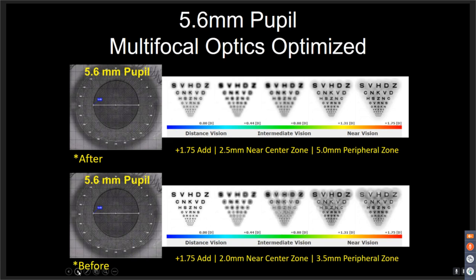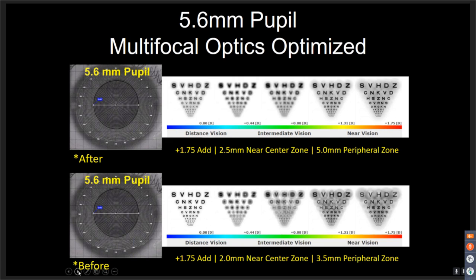Now, let's take a look at this particular one. And we're going to just change. We're going to take the 5.6, and we're going to redistribute the multifocal optic. So it's the same power. We're not changing anything there. But this is the before, and it's on the bottom. Just like before, the distance is really good. The near, not so good.